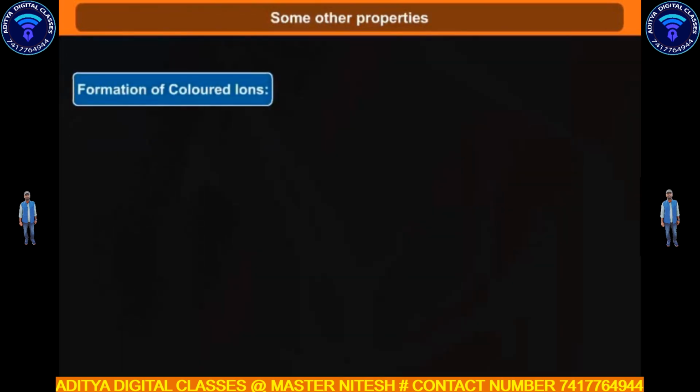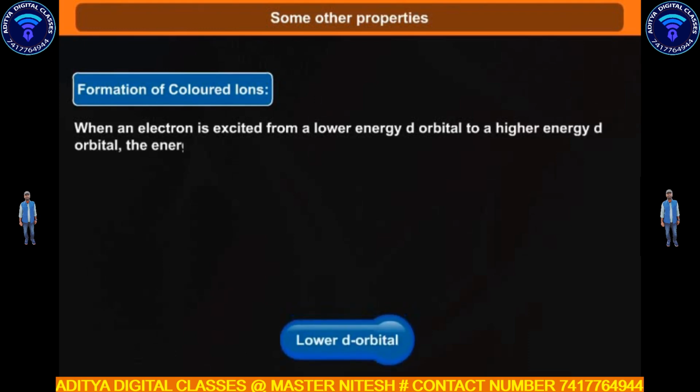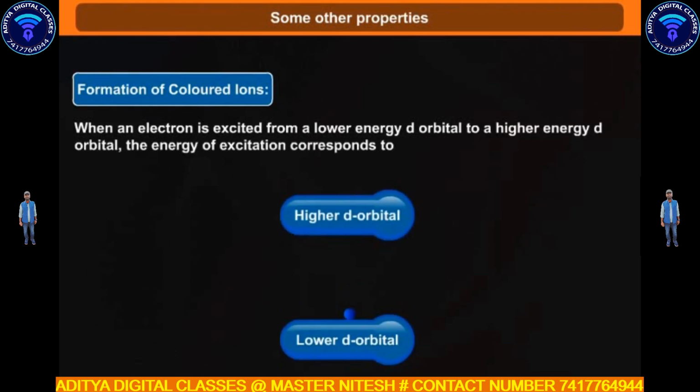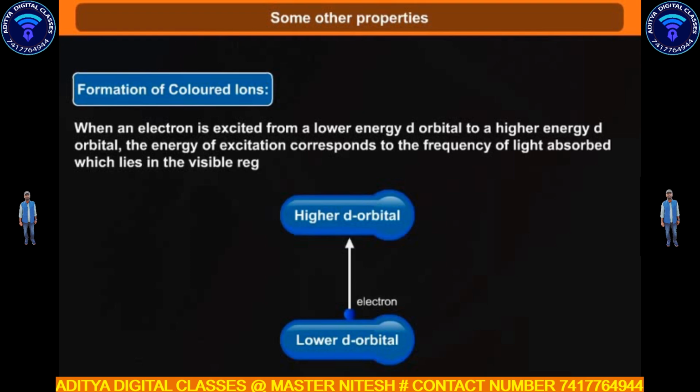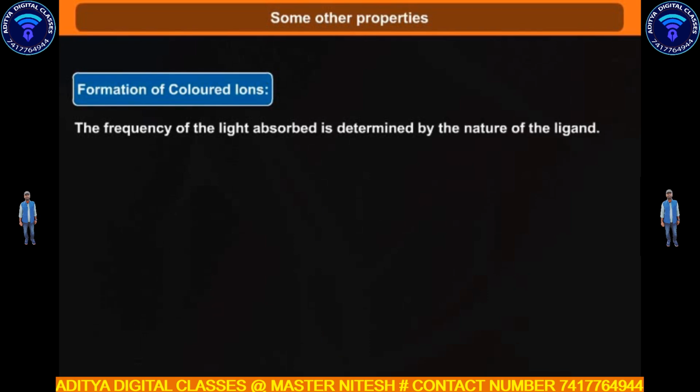Formation of colored ions. When an electron is excited from a low energy d orbital to a higher energy d orbital, the energy of excitation corresponds to the frequency of light absorbed, which lies in the visible region. The frequency of the light absorbed is determined by the nature of the ligand. The colors of some of the elements of the D block are shown.